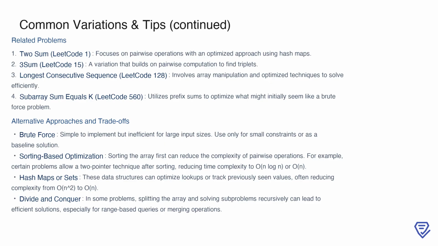As for alternative approaches, brute force methods are easy to implement but are often inefficient for large inputs. They're best used for small constraints or as a baseline to compare optimized solutions against. Sorting-based optimizations, on the other hand, can be powerful. For example, sorting can enable the two-pointer technique, which reduces the time complexity significantly. Hash maps or sets are also invaluable for optimizing lookups and tracking seen values, often reducing complexity from O(n²) to O(n) in many scenarios.